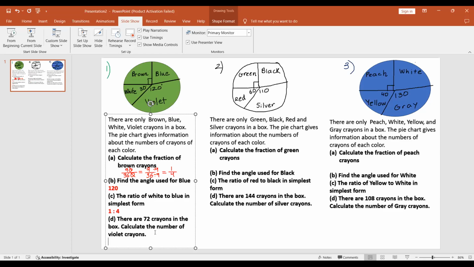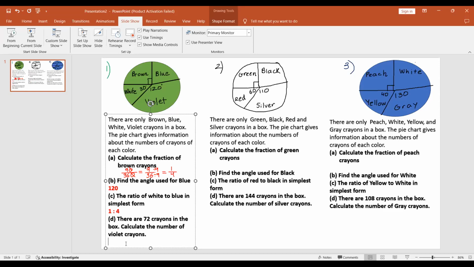There are 72 crayons in the box. Calculate the number of violet crayons. How are we going to get that? We put 120 over 360 times 72 over 1. That equals 15 over 36, then 72 over 1. Then 15 times 72 is 540 over 36. Then we redivide 540 by 36 to get 15.